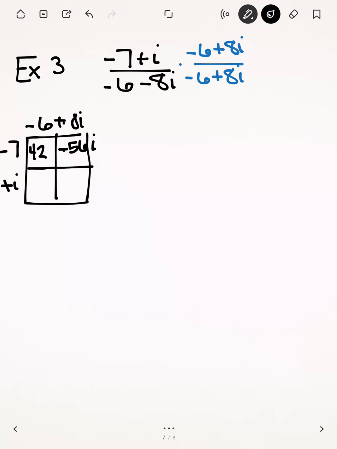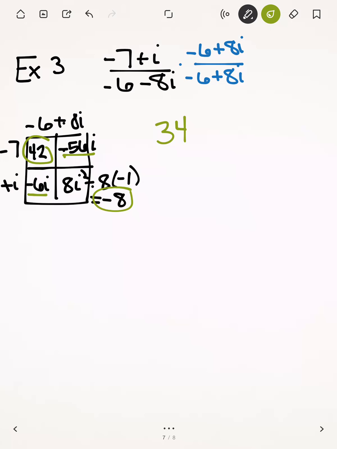i times a negative 6 is a negative 6i. i times a positive 8i gives me a positive 8i squared. Remember, i squared equals negative 1, so I get 8 times negative 1, which gives me a negative 8. Then I start combining like terms. So what can I combine with 42? A negative 8. So 42 minus 8 gives me 34. And then I can combine my negative 6i and my negative 56i. That gives me a negative 62i.